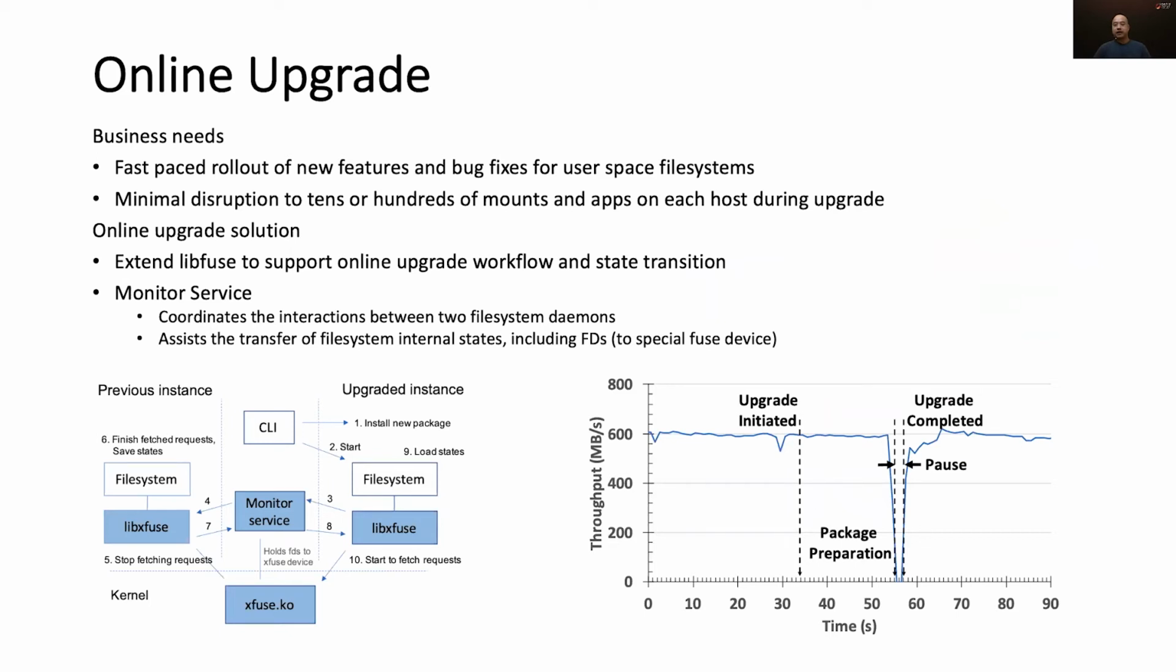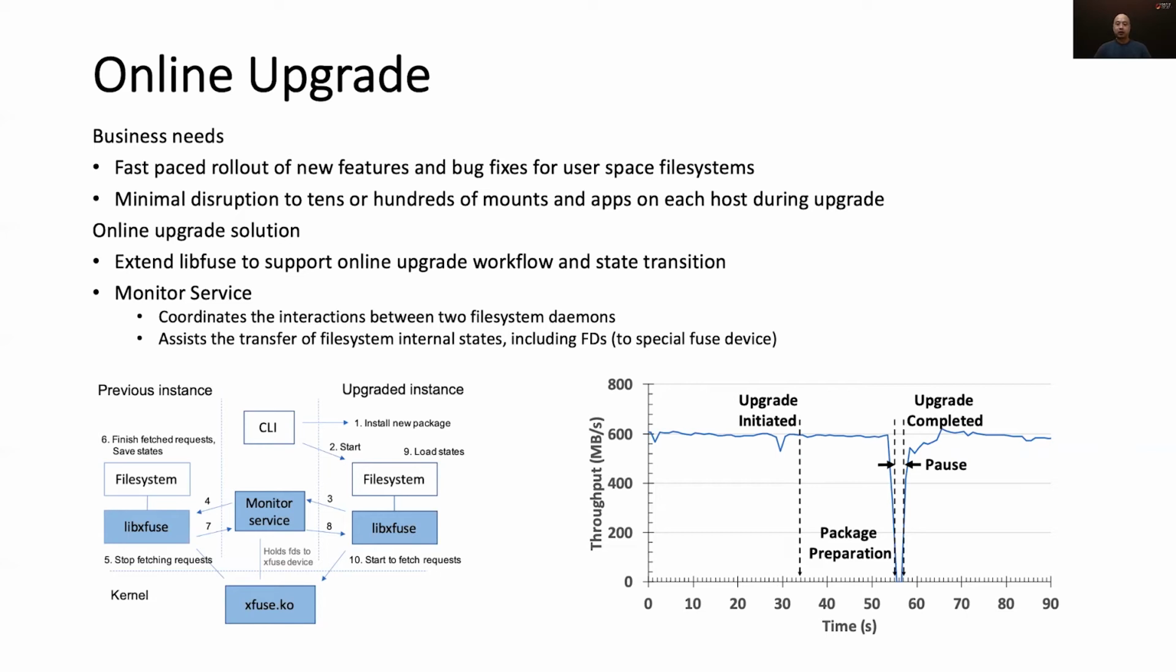Our business requires a fast-paced rollout of new features and bug fixes for user-space file systems. And we want to minimize the disruption to tens or hundreds of containers and applications on each host during the upgrade. Our solution is an online upgrade scheme. We extended XFUSE to support online upgrade workflow and state transition. We built an XFUSE monitor service. The monitor service coordinates the interaction between two file system daemons and assists the transfer of file system internal states.